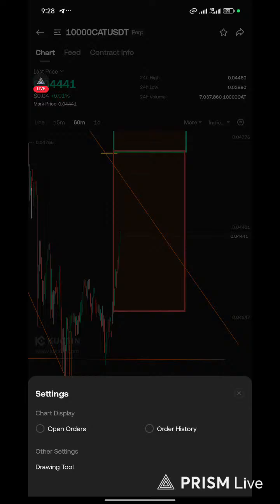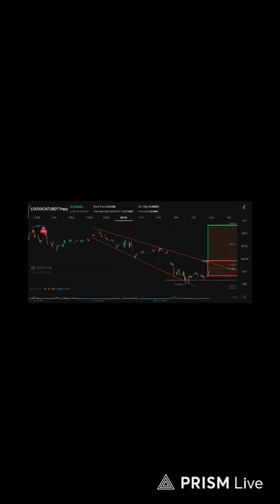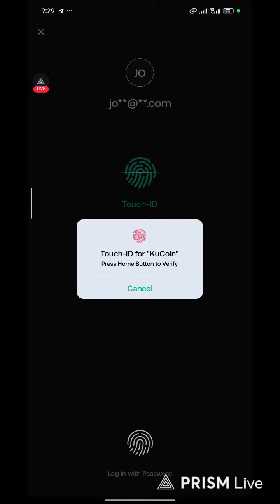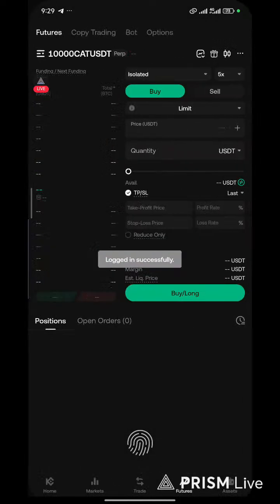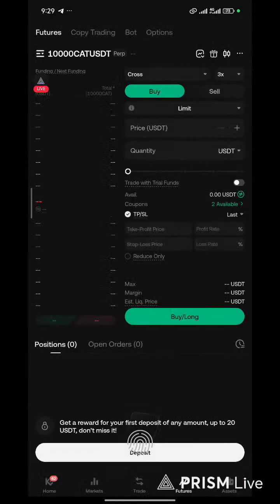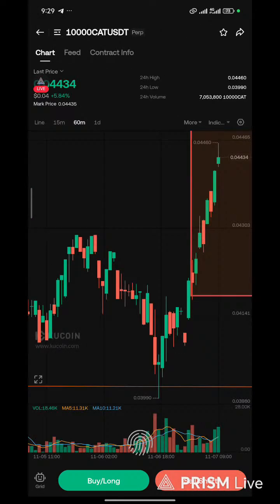Let's check out this trade now. Remember, I'm going to take profit at 0.06, right? That's how I'm going to take profit.